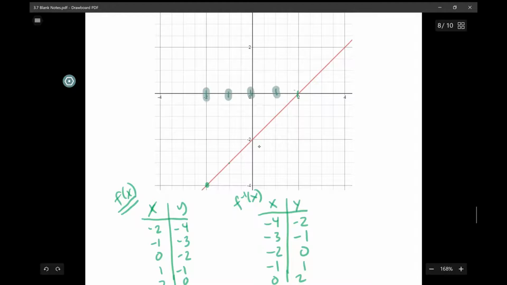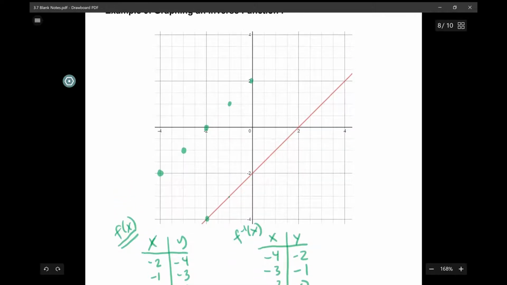All right, -4, -2 is here. -3, -1. -2, 0. -1, 1. And 0, 2. So you can see that the inverse of this linear equation is this linear equation up here. All right, maybe you notice something about this, maybe you don't.